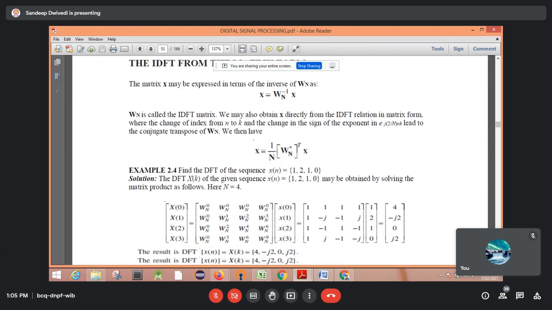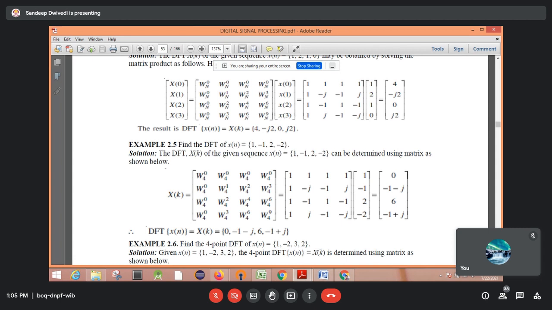Okay, inverse I will tell you. So this is the matrix, this is one kind of numerical. This is how you can form the 4-point matrix. After that I told you how you can find out these values.